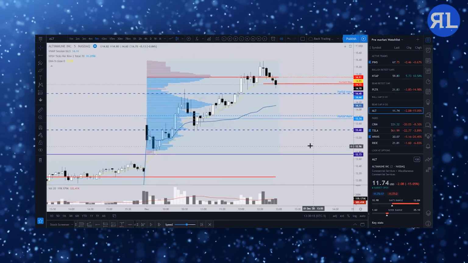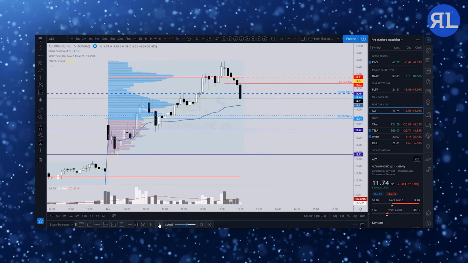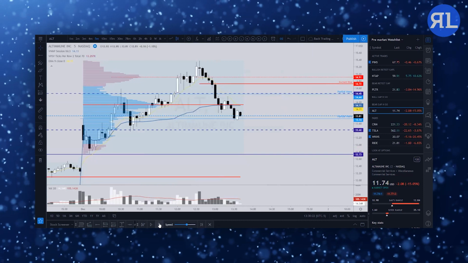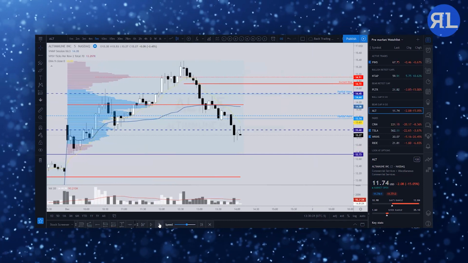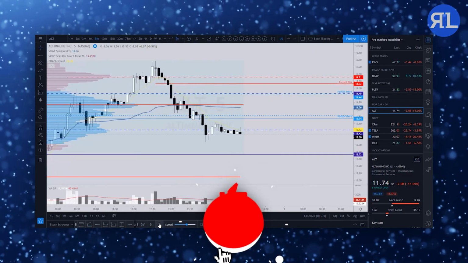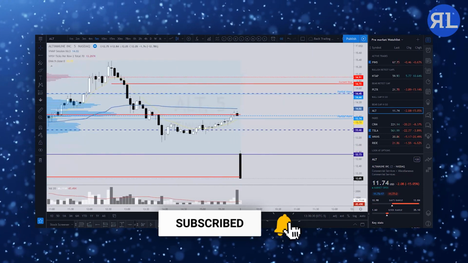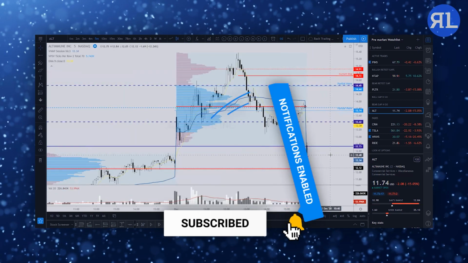Let's actually take a look and see how this trade ended up finishing. So again, it didn't continue. It rolled over and ended up almost retracing the entire move. So there you go. Perfect.